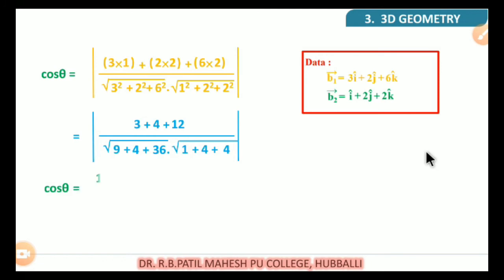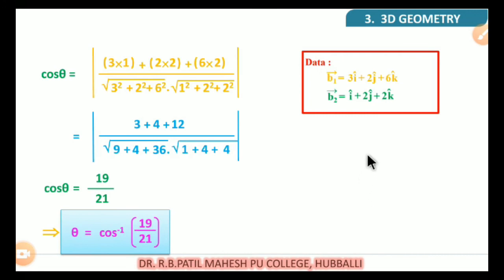So cos theta is equal to, that is 19 divided by 21, because the value of square root of 49 is 7 and square root of 9 is 3. So after multiplication we have, that is 21. Therefore, this implies theta is equal to cos inverse of 19 by 21 is the angle between the pair of lines. So which is the solution?